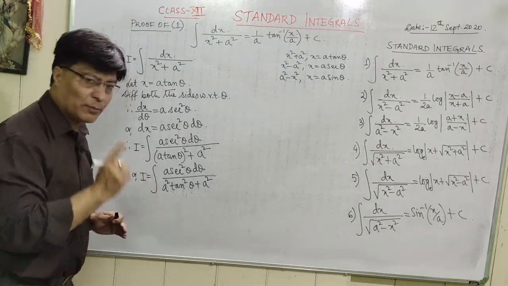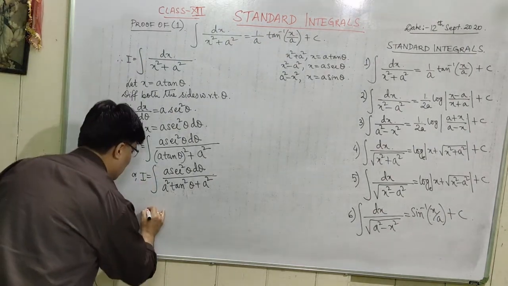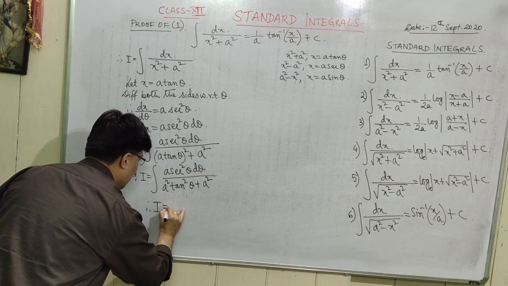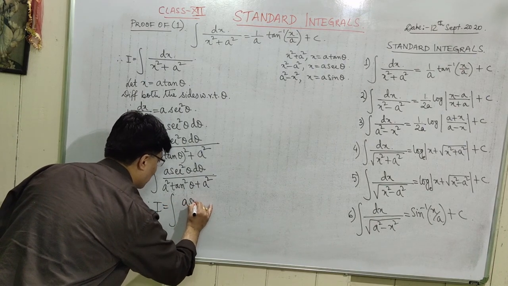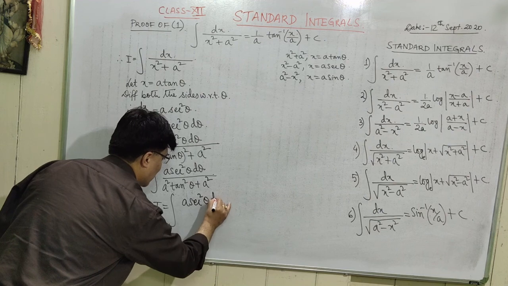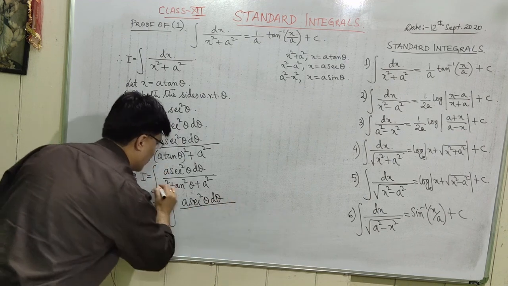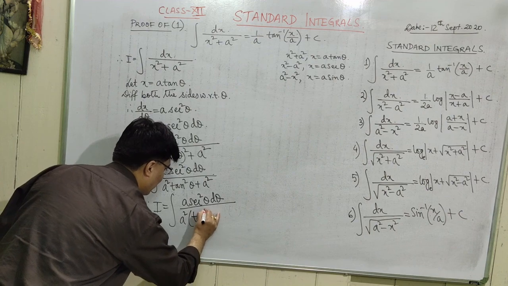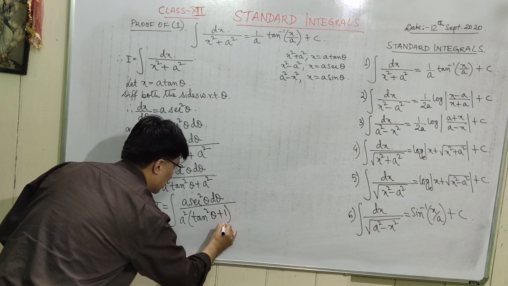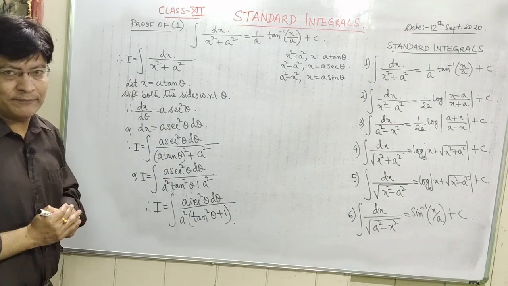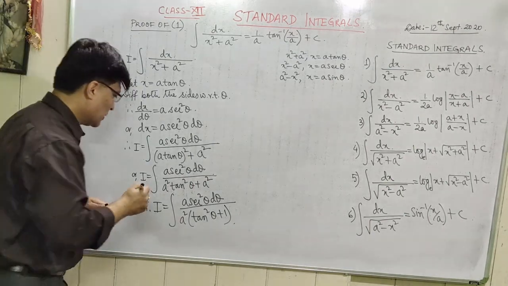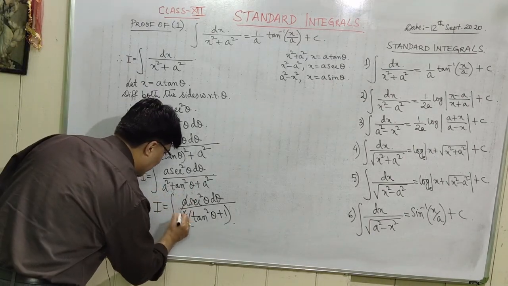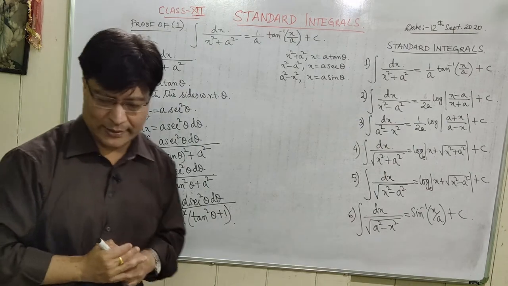So let us take common from the denominator. What is common? I is equal to integration of a sec square theta d theta divided by, what is common here? a square. Within bracket we have tan square theta plus 1. Is that clear? So now here you can cancel this a, and a square will be cancelled.